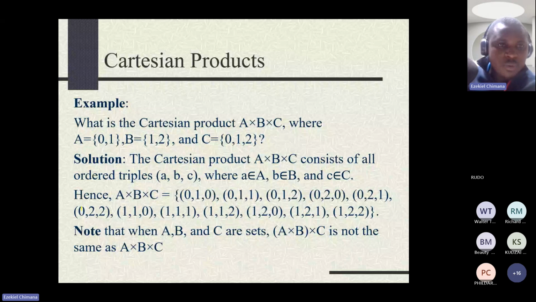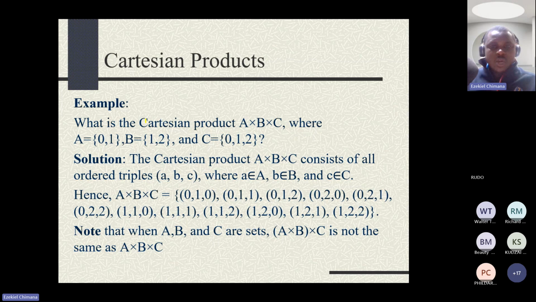So let's look at this. Now, instead of A cross B, now we've got A cross B cross C.